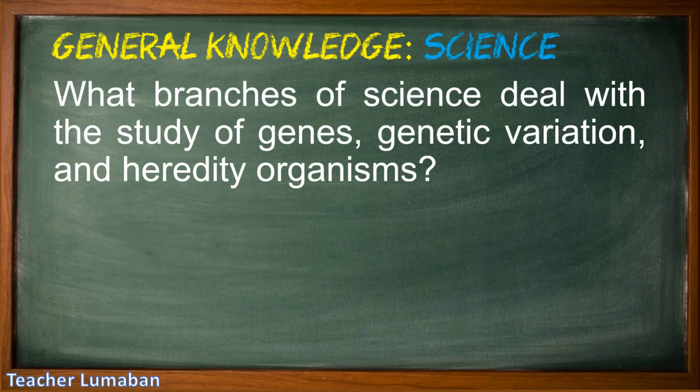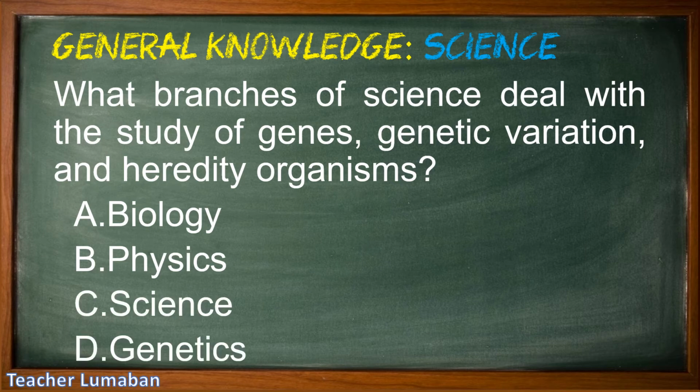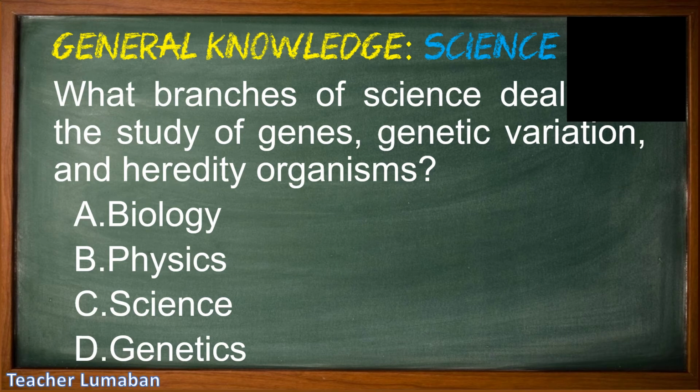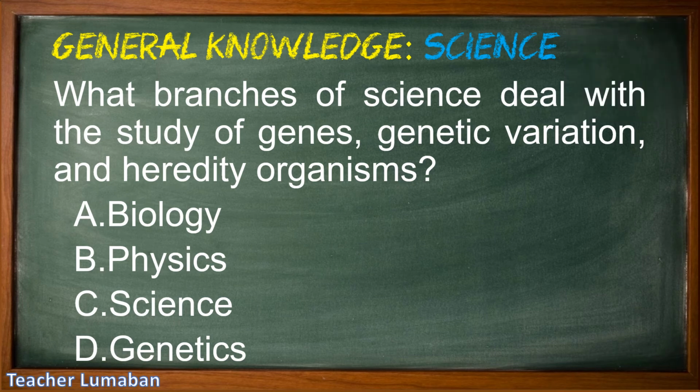What branch of science deals with the study of genes, genetic variation, and heredity in organisms? Letter A, biology. Letter B, physics. Letter C, science. Letter D, genetics. Please choose the suitable answer to the following choices in 5 seconds. 5, 4, 3, 2, 1. The correct answer is letter D, genetics.